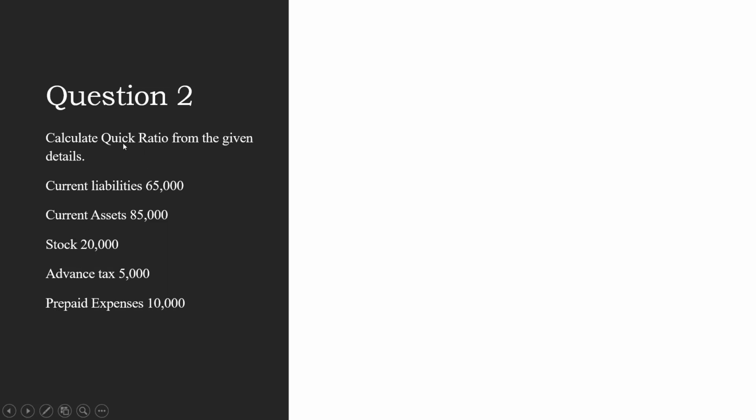In the question they have said only the quick ratio, so you should not calculate the current ratio for that. If the question says liquidity ratio, then only you have to calculate the current ratio plus the quick ratio. But in this question, they have specifically mentioned that you have to calculate only the quick ratio. So we will solve only the quick ratio.